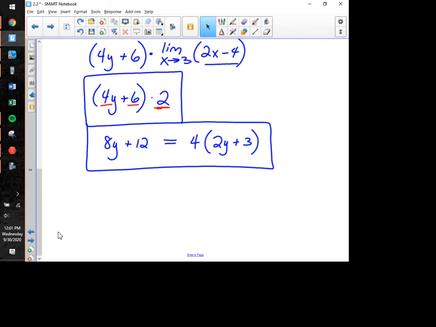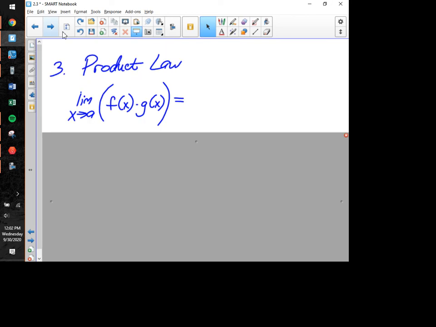The AP graders are going to tell us all year long that your answers do not need to be fully simplified in order to get full credit. As long as they are algebraically sound, you're good to go. So 3 different versions of this same answer.